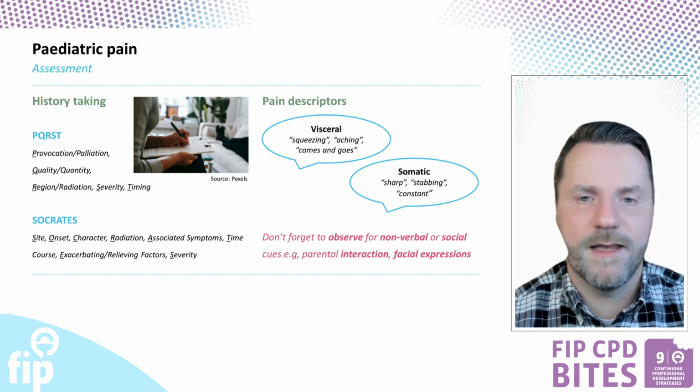Observation is also key. Watch for nonverbal cues such as changes in behavior, facial expressions, or body movements, like guarding an area of pain. How the child interacts with parents or siblings, such as becoming clingier or withdrawn, can also provide some insight.